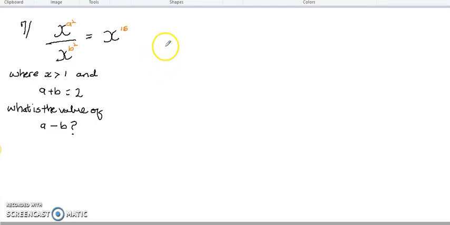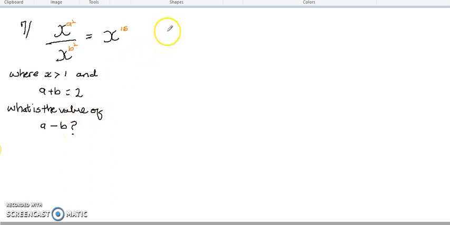This question is on exponents, and as you see here, I have written the exponential part of this question in orange just so you can see clearly how they expect you to solve this problem. So what are we doing? We've been given some values here. We're told that x is greater than 1, so that means these values are positive values. And we're told that a plus b is equal to 2, and to find the value of a minus b.